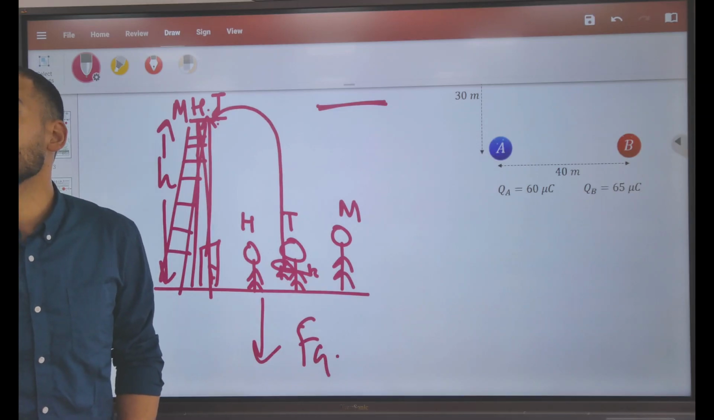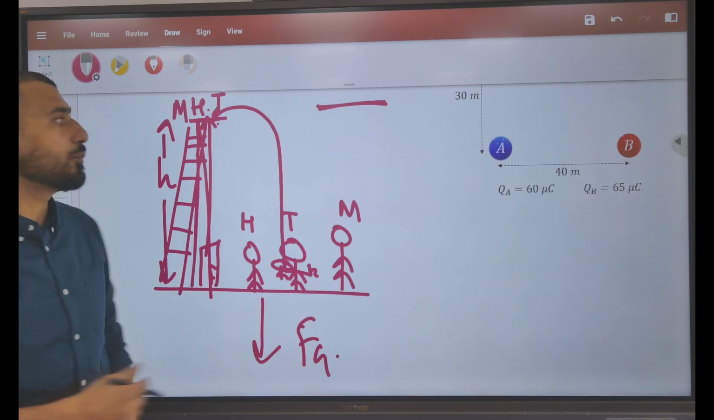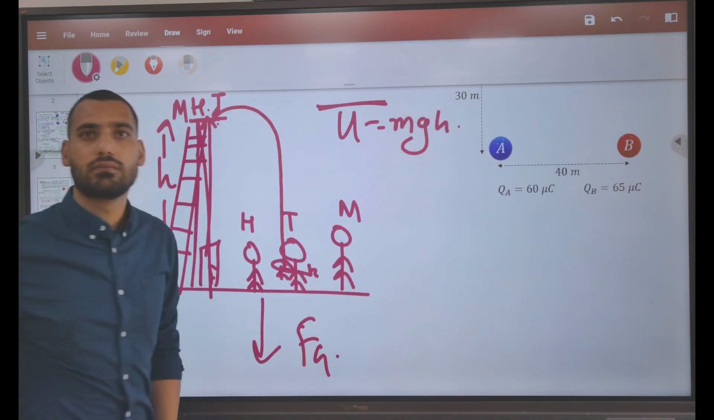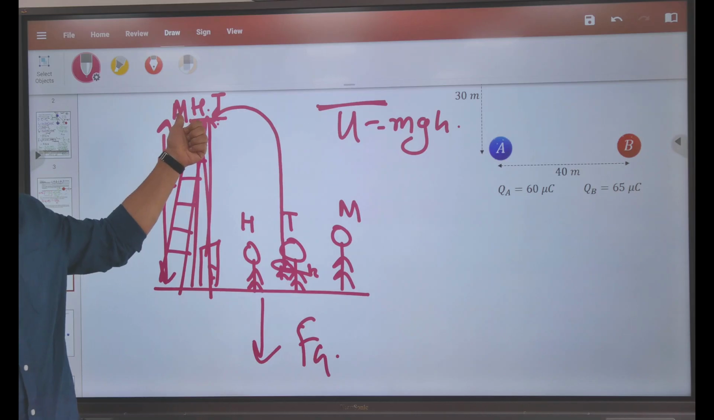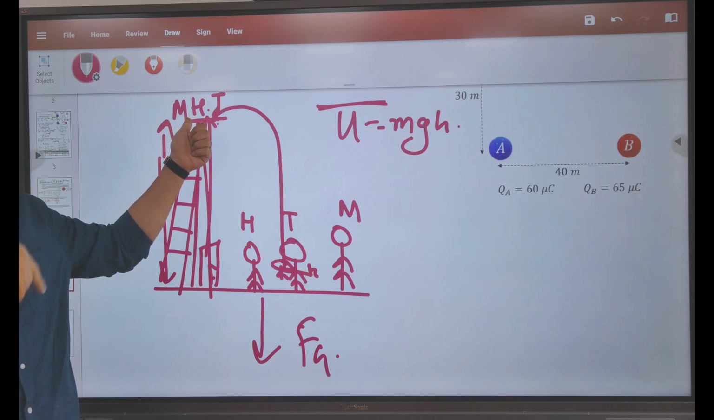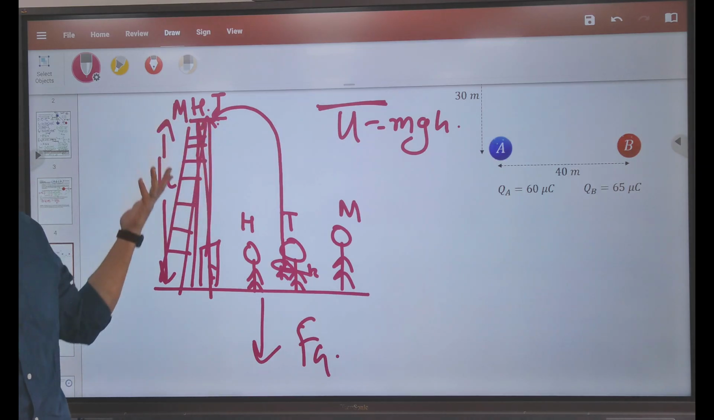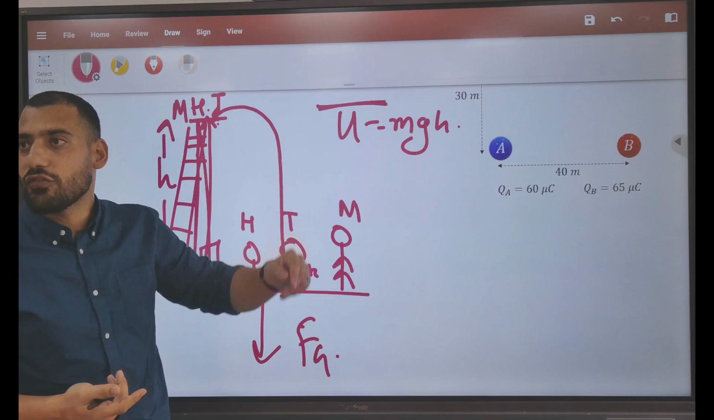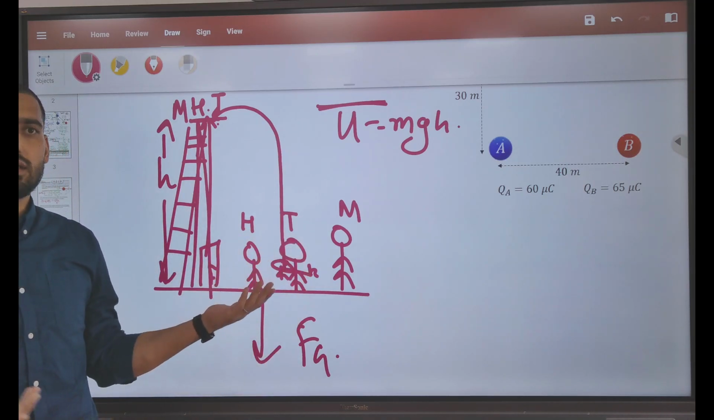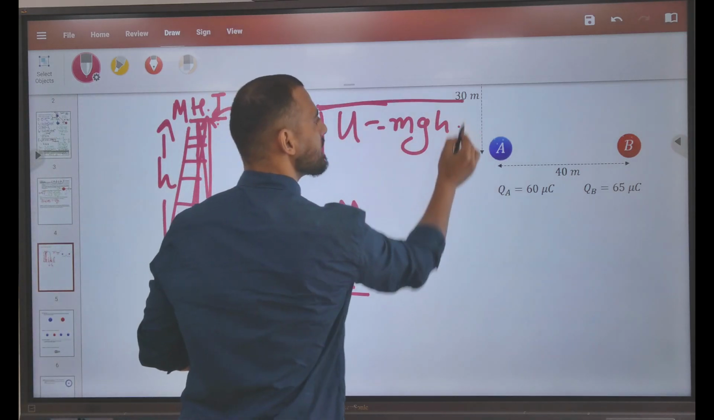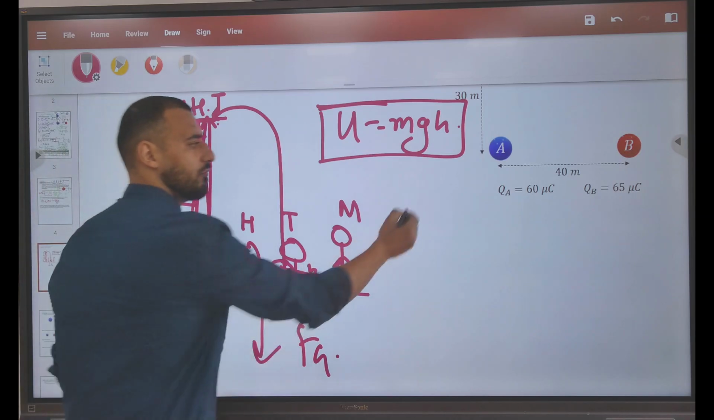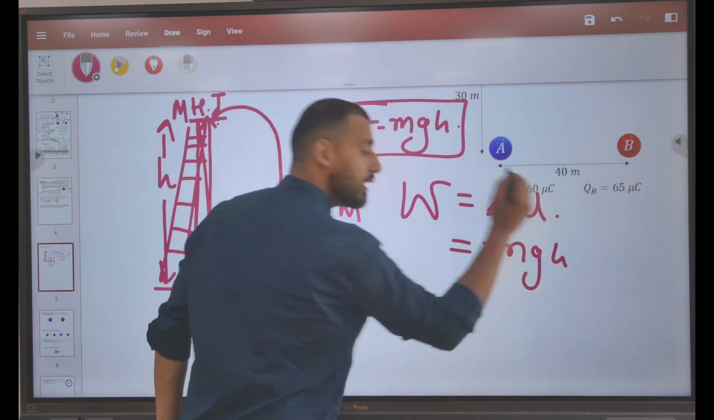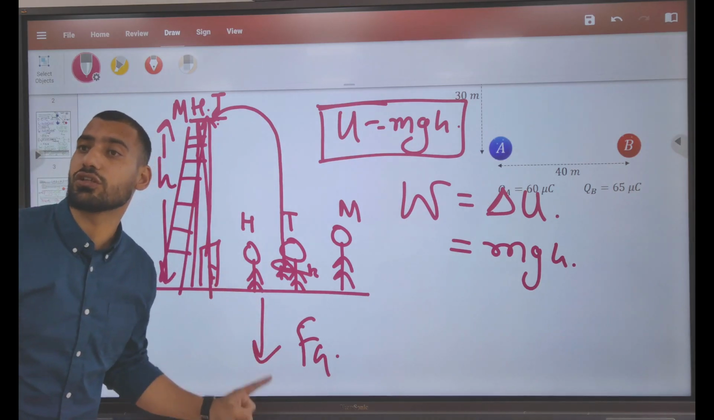me what is the change in the potential energy? What is the potential energy at the top? Yes? Is it mg multiplied by h? What is the potential energy of mine? Is it mgh? What is the potential energy of Hiba? What is the potential energy of Tagreed? mgh, isn't it? So potential energy is the same. Work which all of them have done is equal to the change in the potential energy, and that is equal to mgh. Work is being done against the gravitational force.